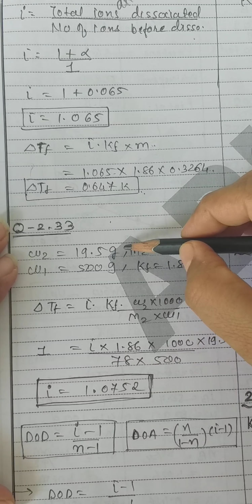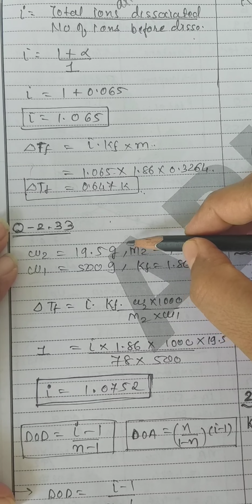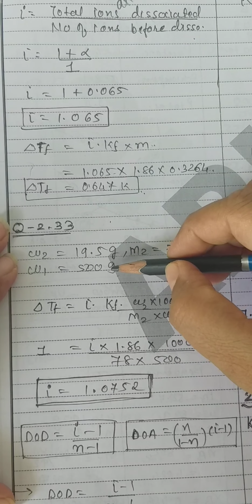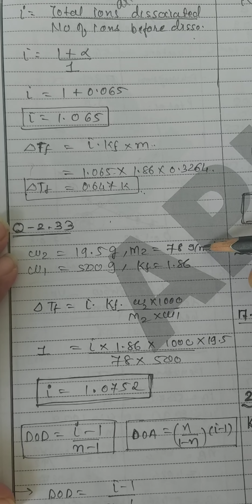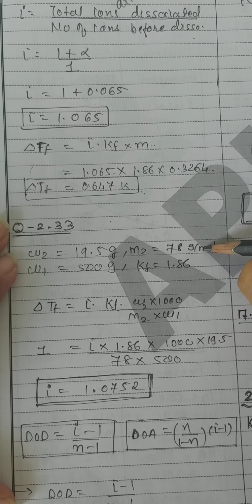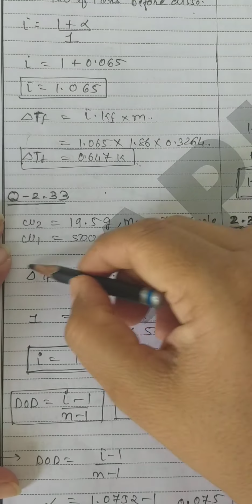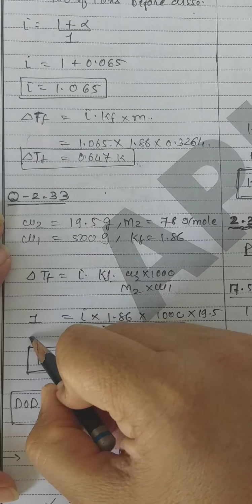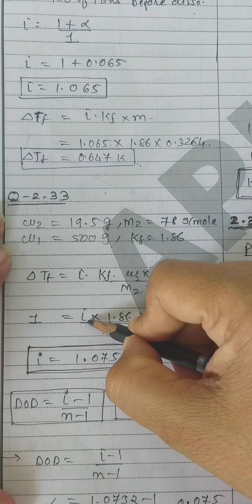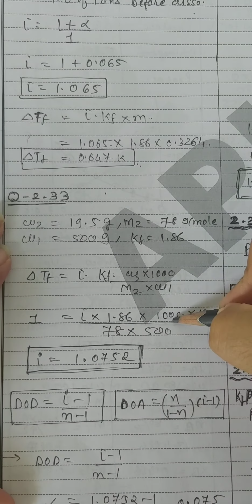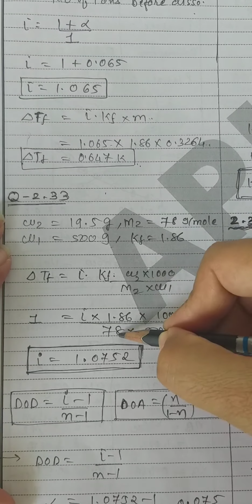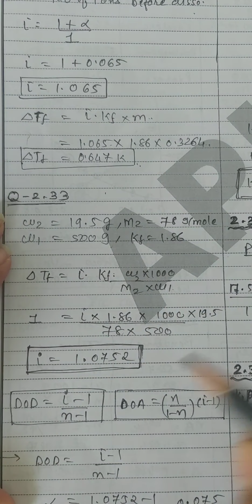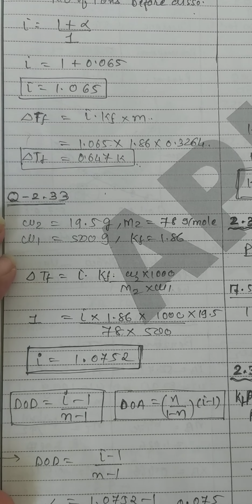W2 is equal to 19.5 gram. W1 is equal to 500 gram. That is given in the question. Weight of the solute, weight of the solvent, molecular mass of the solute, fluoroacetic acid, that is 78 gram per mole. Kf is given, 1.86. So first of all let's start. And depression in freezing point is given, delta Tf is equal to 1. i is not given, that we will find. Kf 1.86, W2 is equal to 19.5 into 1000, M2 78, W1 is 500. After this calculation we will get i is equal to 1.0752.